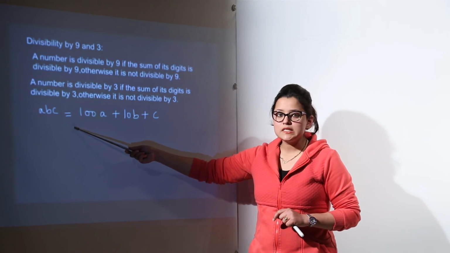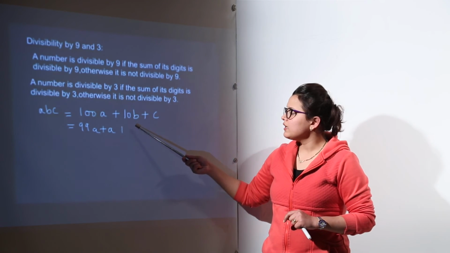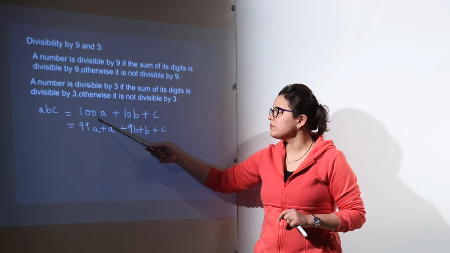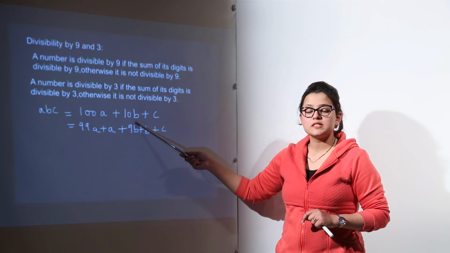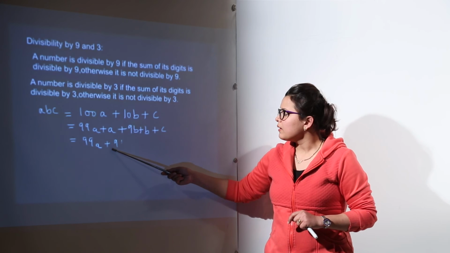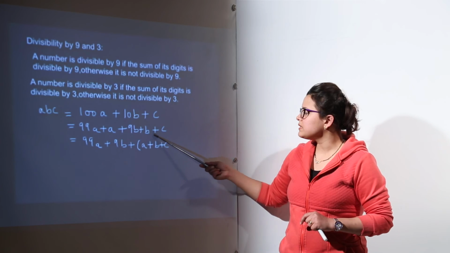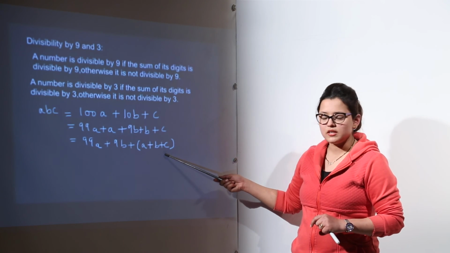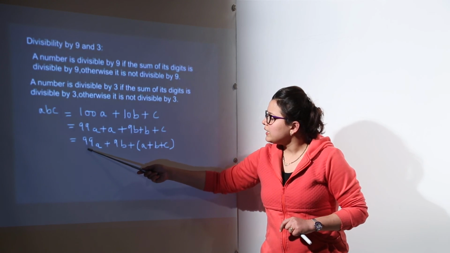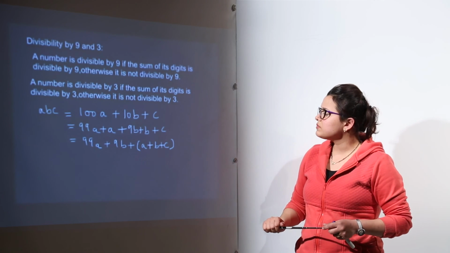If you generalize this for any number abc, the expanded form would be this. Therefore, if you rewrite it, you write 100a as 99a plus a, and 10b as 9b plus b, plus c. Now here 99a plus 9b can be written together and a plus b plus c can be written together, just rearranging them. That means you can check the divisibility of 99 and 9. If you take out the 9 as common, you would get that these are divisible by 9.